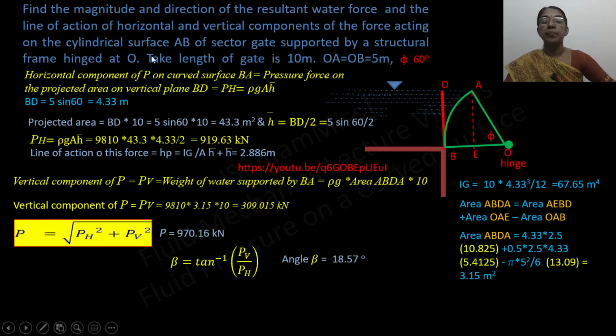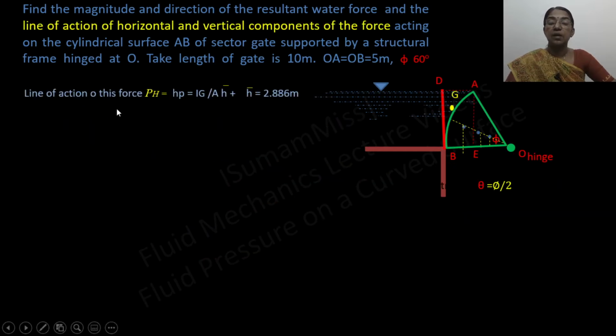So in this problem, we calculated the resultant hydrostatic force and the point of action of the resultant hydrostatic force. The next portion is line of action of horizontal and vertical component. So line of action of horizontal component we already determined, that is 2.886 meter. So the next step is to calculate the line of action of vertical component, that is line of action of PV.